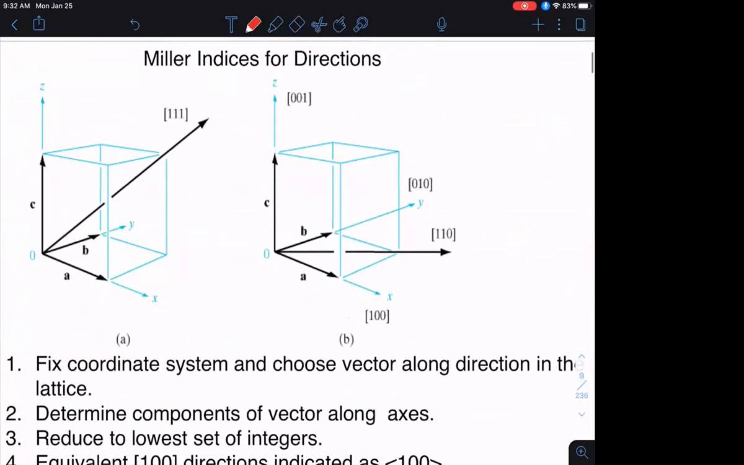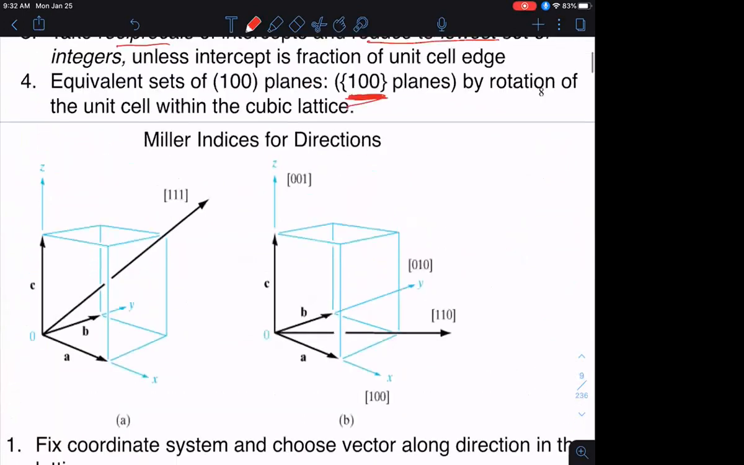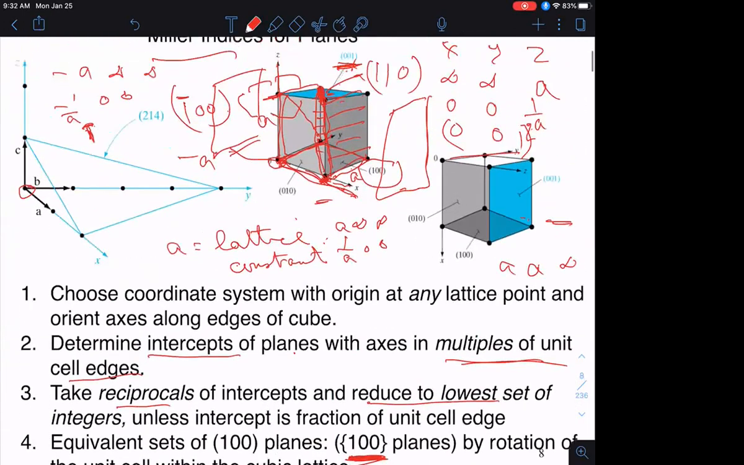Really quickly for the intercepts, can you have a negative intercept, or are all the values always positive? No, you have a negative intercept in this particular case. So does that take an intercept absolute value? No. The convention is that minus sign you put on top of the number. So you call that 1 bar 0, 0, as shown over here.